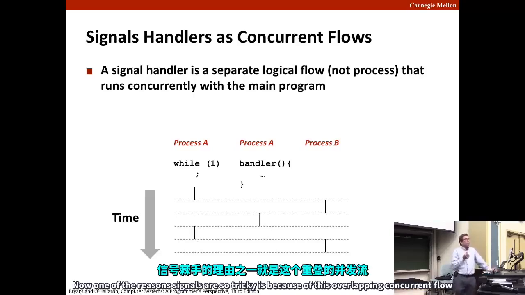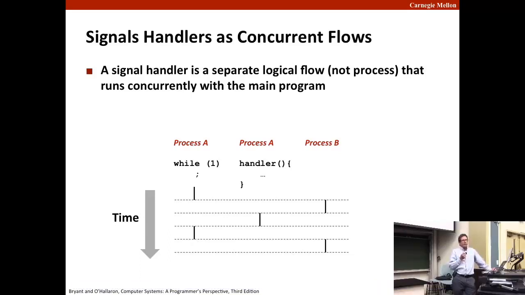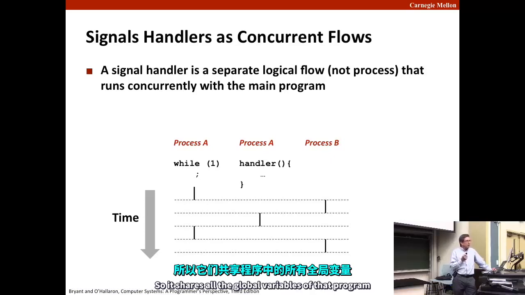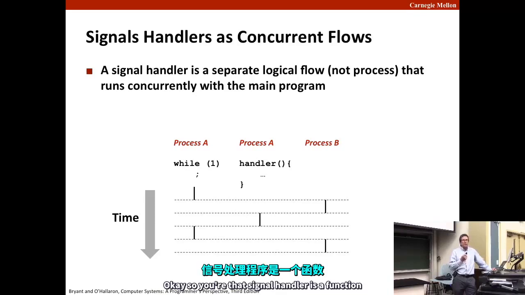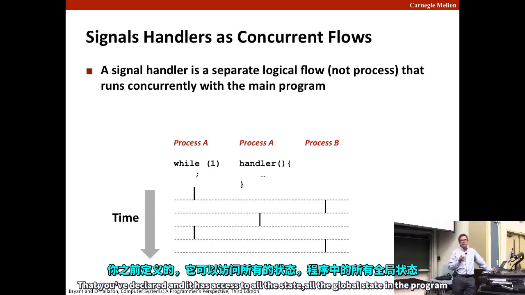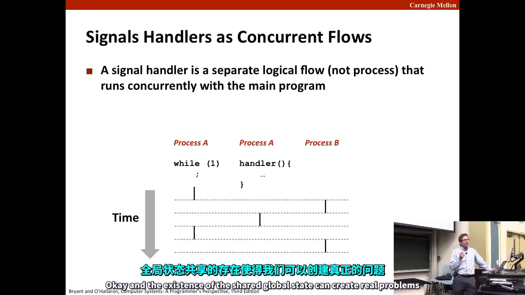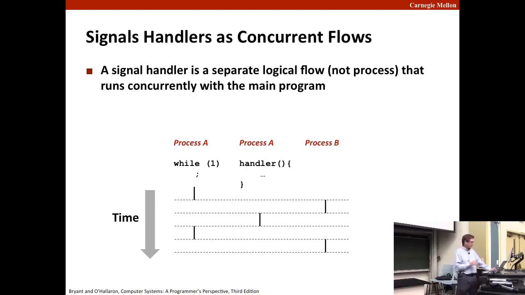Now, one of the reasons signals are so tricky is because of this overlapping concurrent flow, because the signal handler runs in the same process as the main program. So it shares all the global variables of that program. That signal handler is a function that you've declared, and it has access to all the global state in the program. And the existence of this shared global state can create real problems.